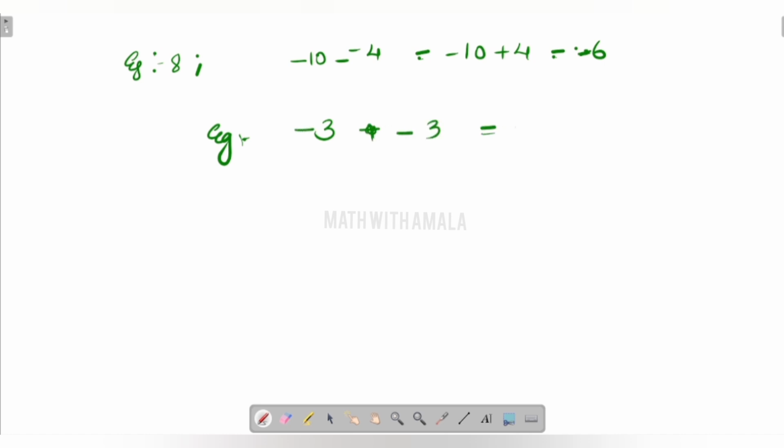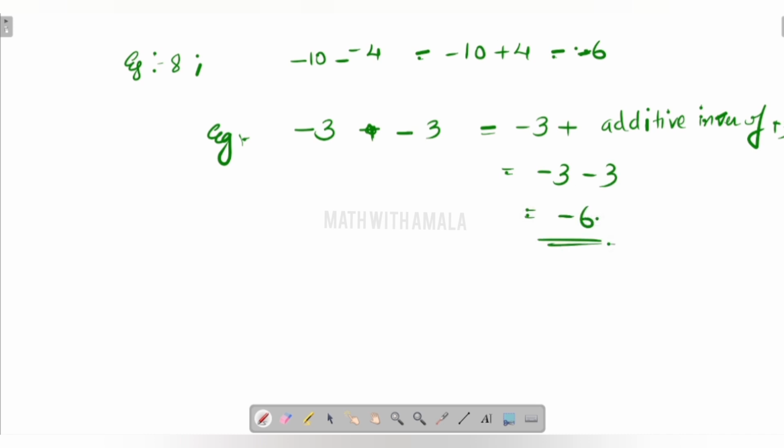Next example, plus minus 3, which is equal to minus 3 plus additive inverse of 3. Okay, that is minus 3 minus 3, that is minus 6.